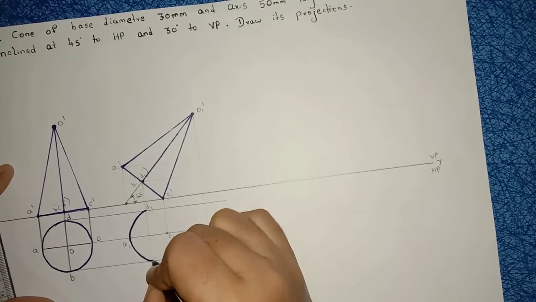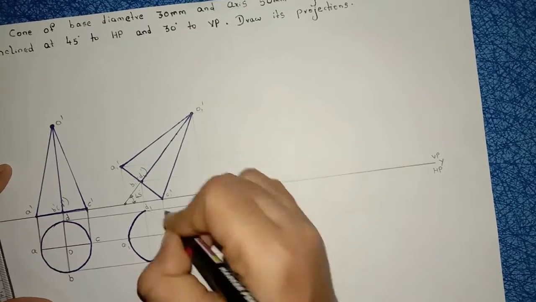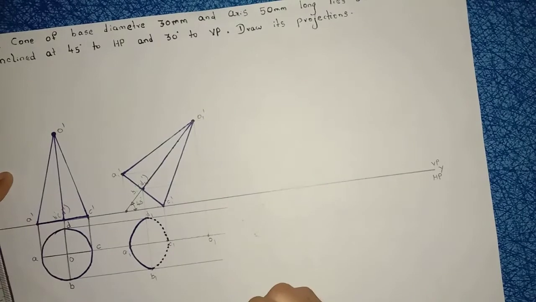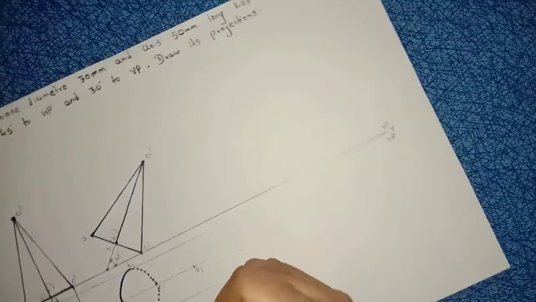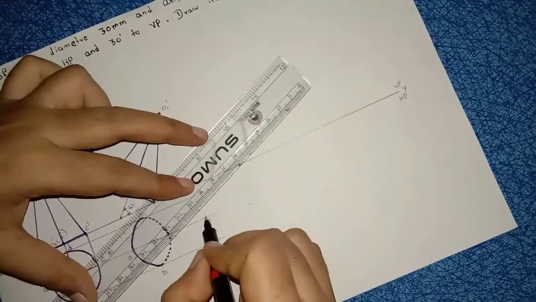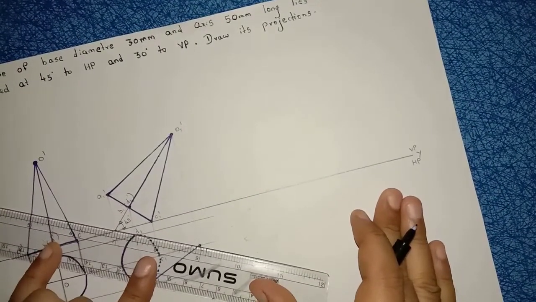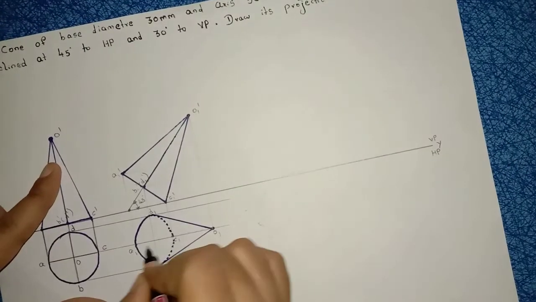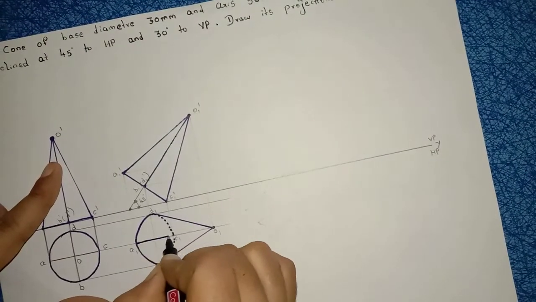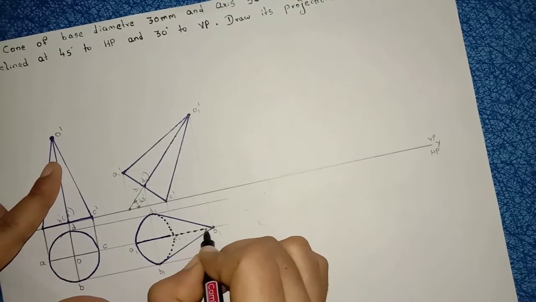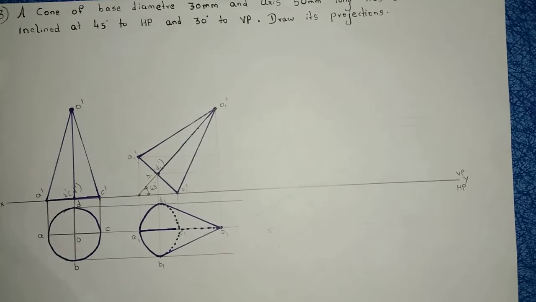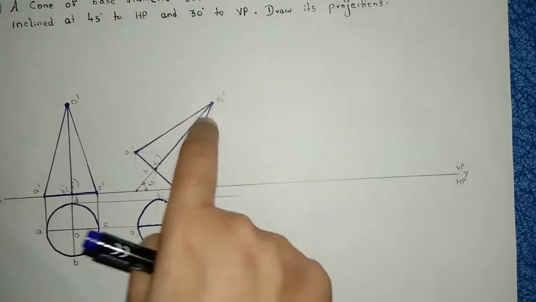These are the back portion of the pyramid, no? So this will be a dotted line here. Now join O to B1, O to D1, O to A, and here O to C. This is at a middle position. So 1, 2, 3, 4.